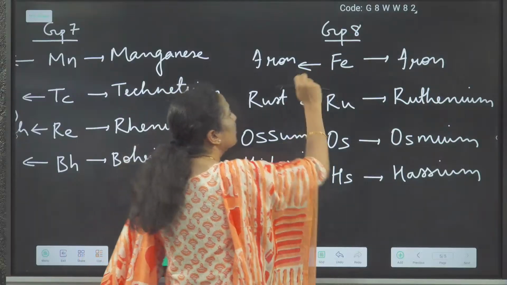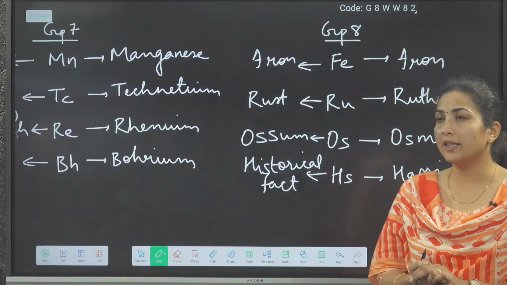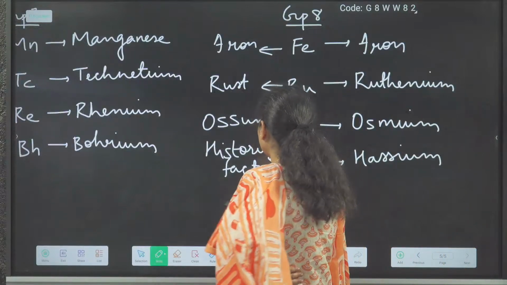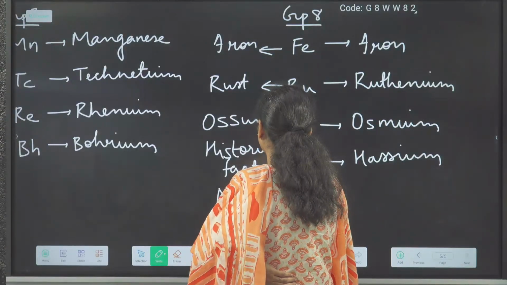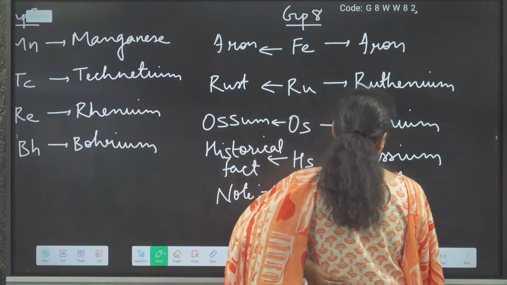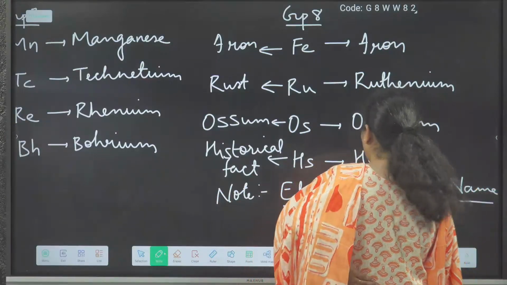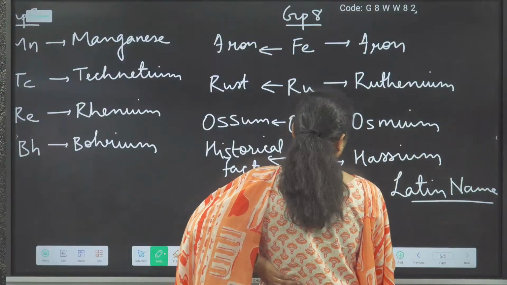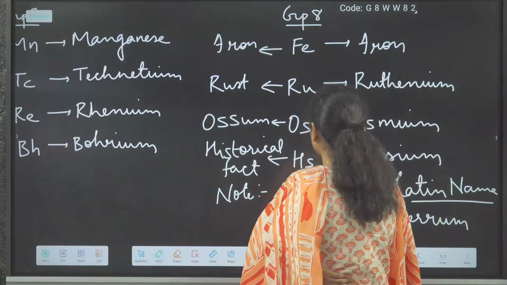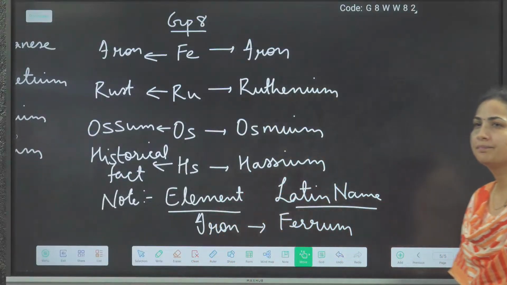And here again, the symbol of iron is Fe. It is not Ir. What is the reason? The Latin name is involved here again. So I am writing a note here: the element is iron, and the Latin name is ferrum. I hope people have written down group 8 over here.